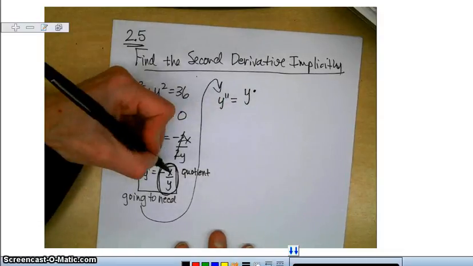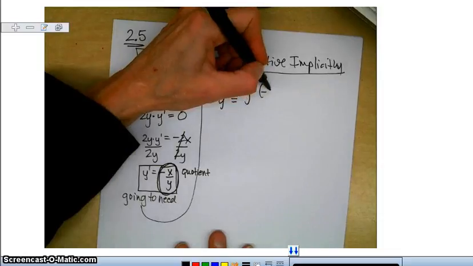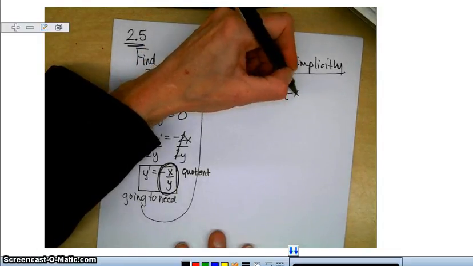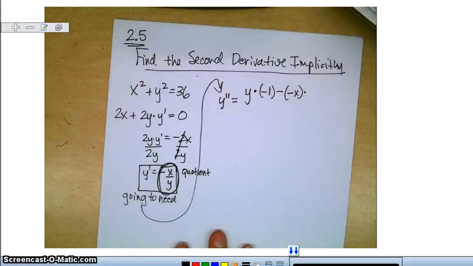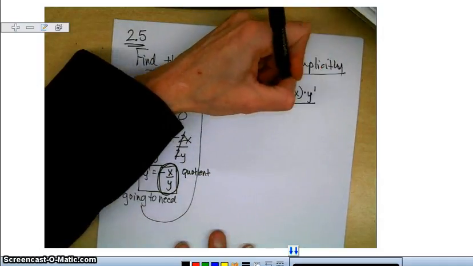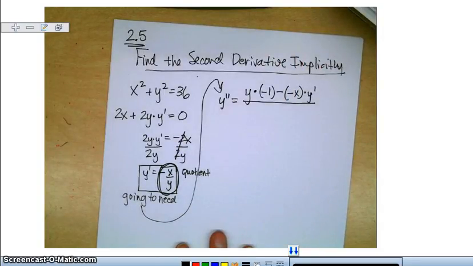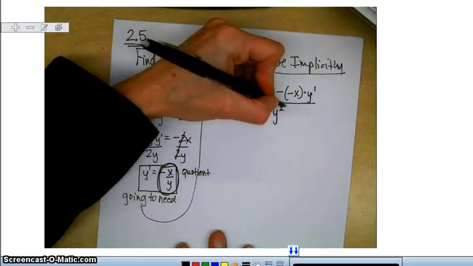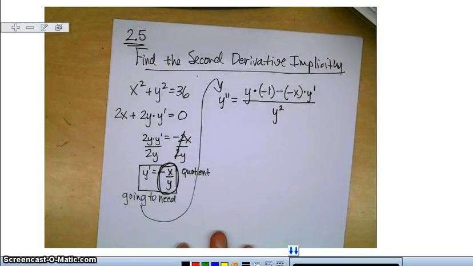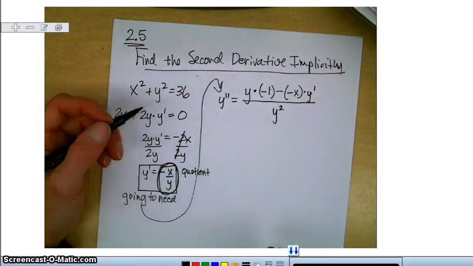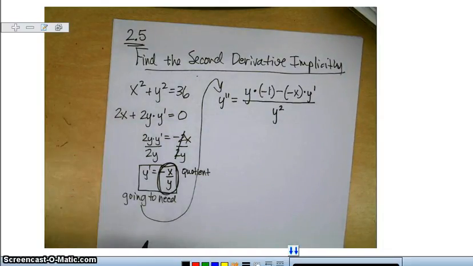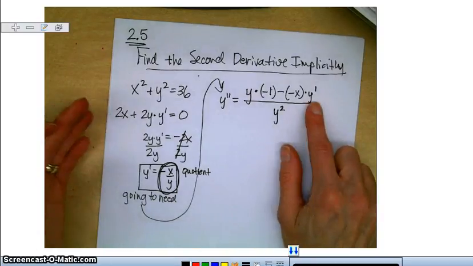Times the derivative of negative x, negative 1. Minus the top, which is negative x, times, what is the derivative of y? Y prime. All over, where's y squared? The only time I multiply by y prime is when I take the derivative of y. Okay, so now, what seems weird about this? There's that one extra y prime. I've got a y prime sitting in my y prime prime. I've got a first derivative inside my second derivative.